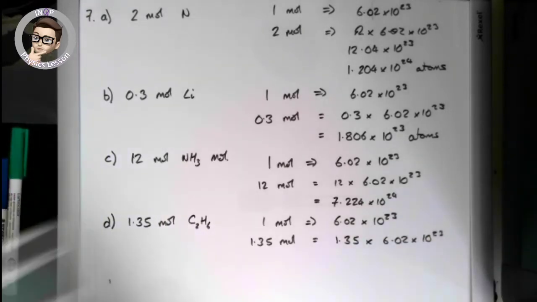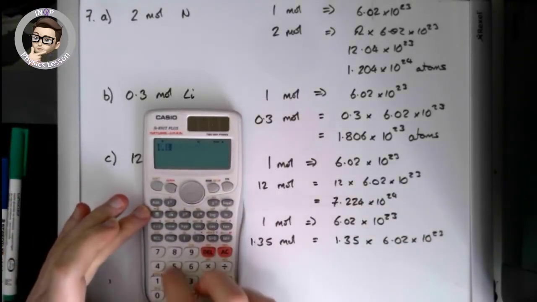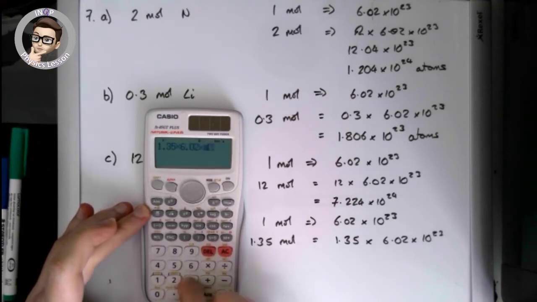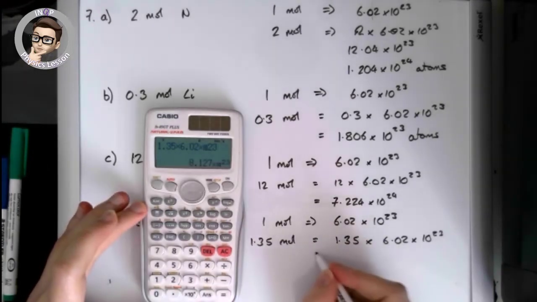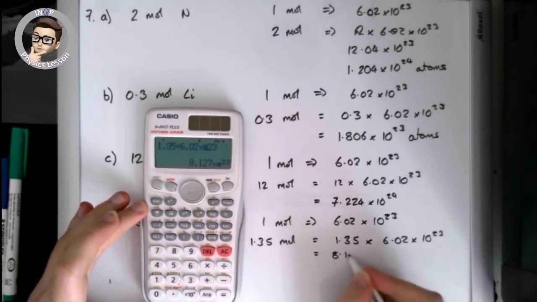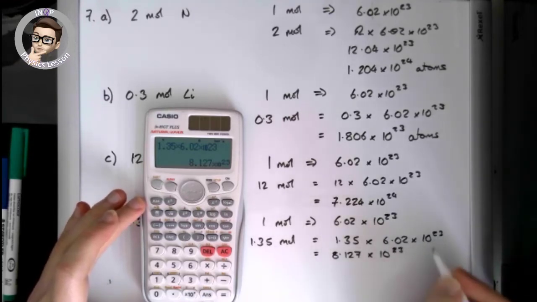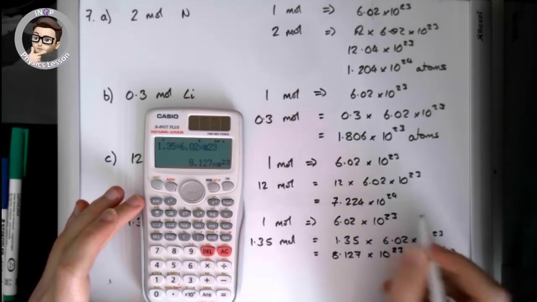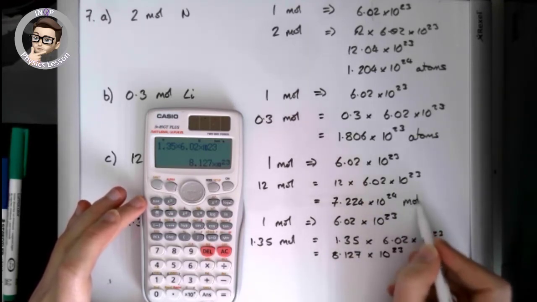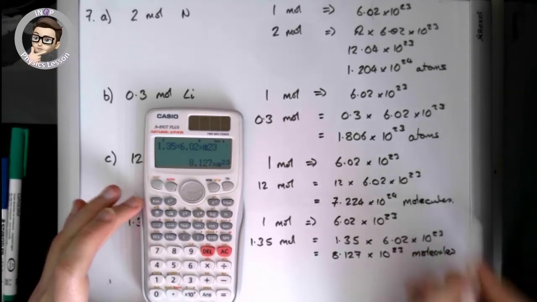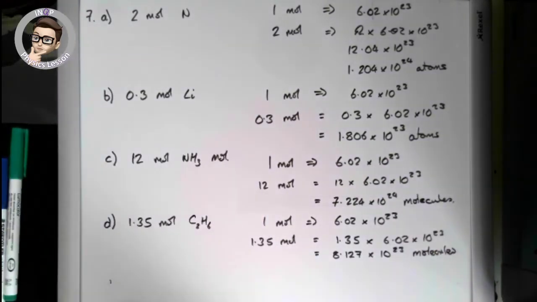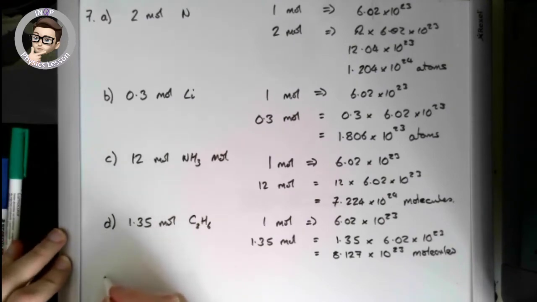Do it on the calculator together again. So 1.35 times 6.02 times 10 to the 23 will give us an answer of 8.127 times 10 to the 23 molecules. Oh, I missed that on my previous answer. So that will be molecules as well, making sure we know which ones are molecules, which ones are atoms. And let's do part E then.